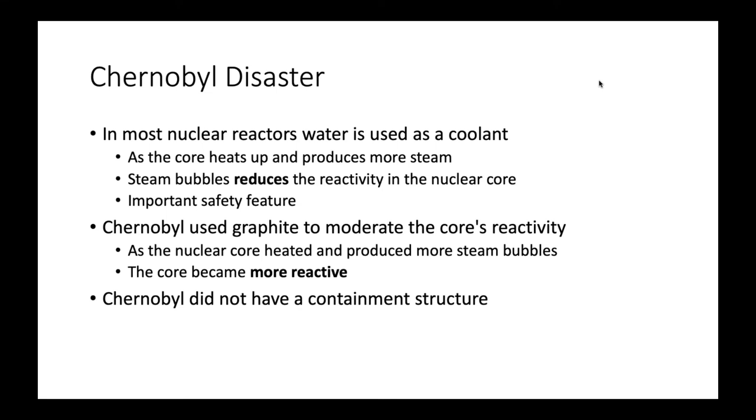Most reactors use water as a coolant, as it is in this one. The moderator is graphite, but they still use water as a coolant. That water is also used to produce steam, and the steam is used to run the turbine. As you produce steam in these systems, the water becomes less dense, so the action of the water in moderating the reaction becomes less as the steam pressure goes up. When it's cooler and not boiling, it's much more efficient at moderating the reaction. Chernobyl used graphite to primarily moderate the reaction, but it also has water because it's making steam in this reactor.